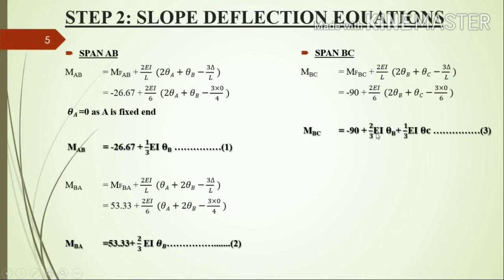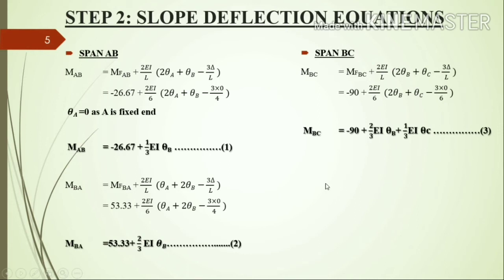Then MBC is equal to minus 90 plus 2 EI by 6 into 2 theta B, that is 4 by 6, that is 2 by 3 EI theta B plus, here theta C is not equal to 0 as C support is not a fixed end, C support is a roller support. So the value of theta C is not equal to 0. So we get MBC is equal to minus 90 plus 2 by 3 EI theta B plus 1 by 3 EI theta C. This is our equation 3.